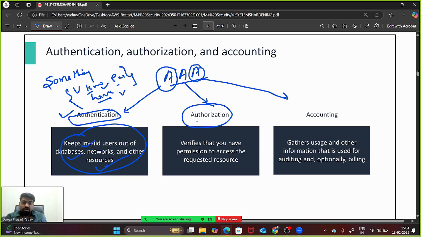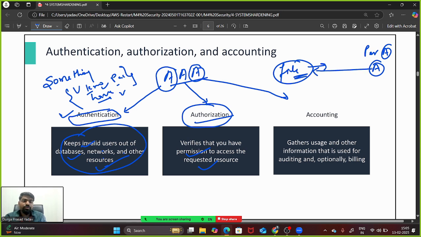And when we talk about authorization, it verifies whether you have permission to access the requested resource or not. Authorization means you have permission to access something. Let's say we have a file, and there is a person A. Whether A has permission to access this file, we can say yes, A is an authorized user for this file.